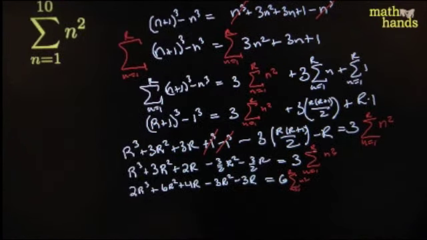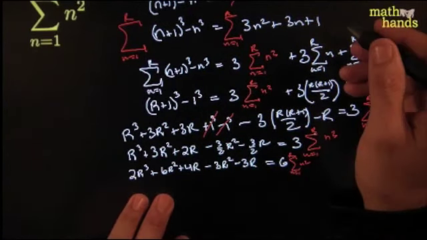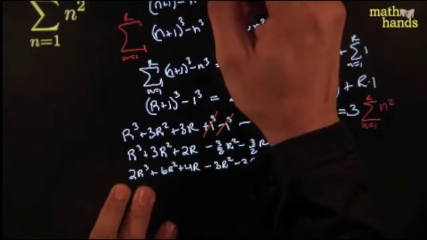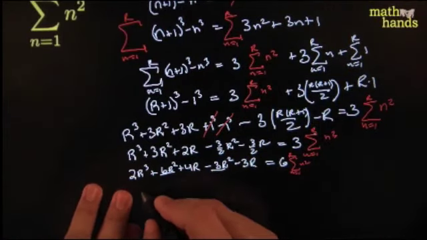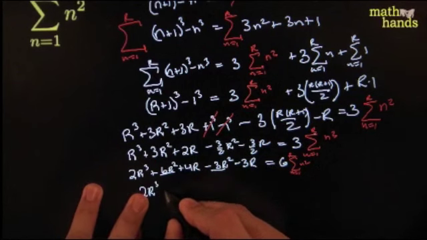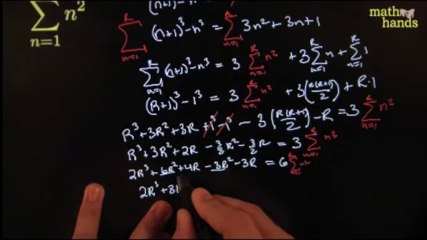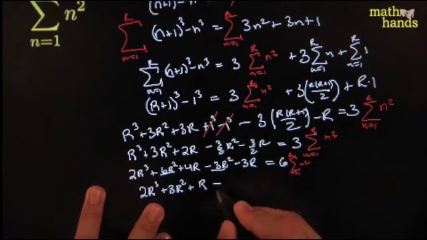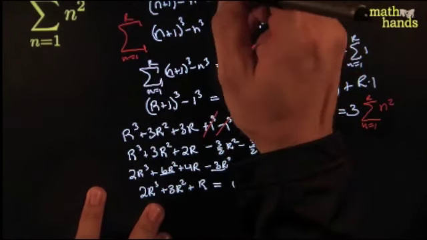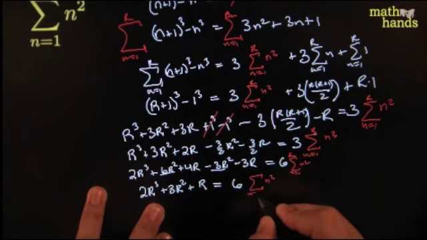There's more. I've got more room here. Got more chalkboard. I could do some more cleanup, right? I've got the negative 3r square here. I've got the 6r square. I could get out of that a 2r to the third plus a 3r square. Right? 6r squares minus 3r squares gives me 3r squares. Plus 4r's minus 3r's gives me just r. And that's equal to 6 times my wanted one, the sum of all the n squares as n goes from 1 to r.